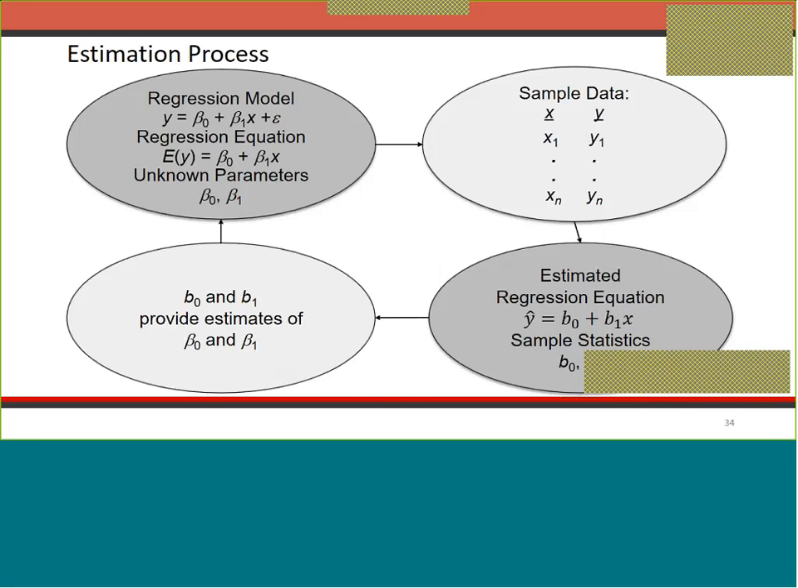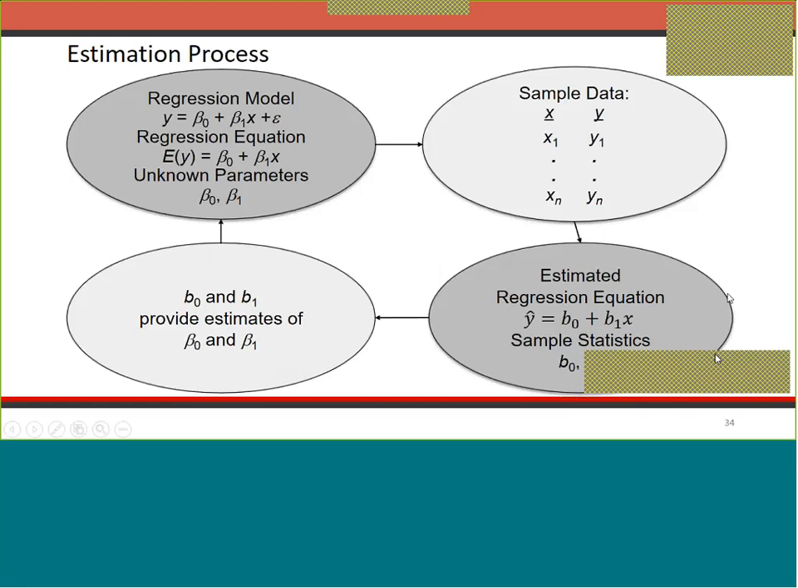But the regression equation means, under the assumption that the expectation of error is 0, the regression equation becomes expectation of y is beta naught plus beta 1 x. This is for the population. So obviously we don't know the parameters beta naught and beta 1. So for that reason, we have a sample data of x and y. For this sample data, we will calculate the estimated regression equation, not the regression equation.